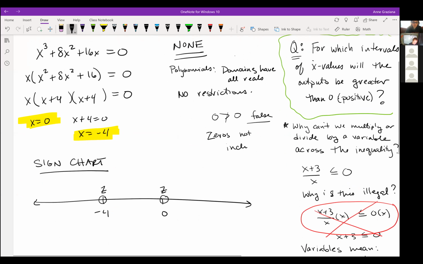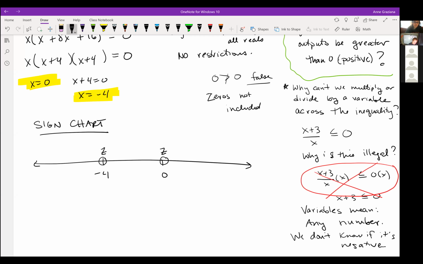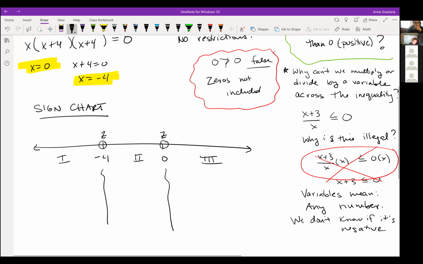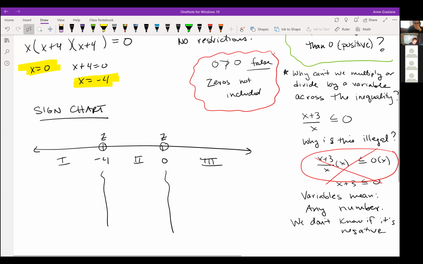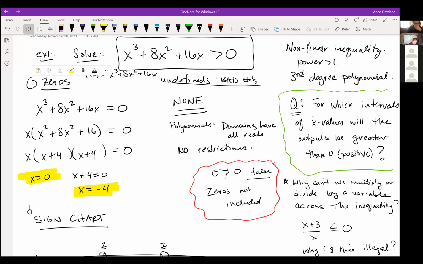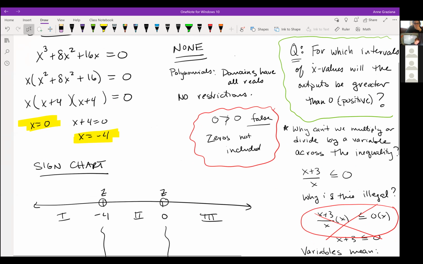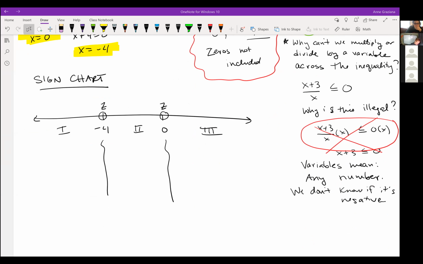Maybe I should put that down there, but okay. All right. Now we have 3 regions to check. Now what I would suggest doing is let's use the factored form of your function. See how I factored out x and then x plus 4 and x plus 4? Let's use f of x equal to x times x plus 4 squared.